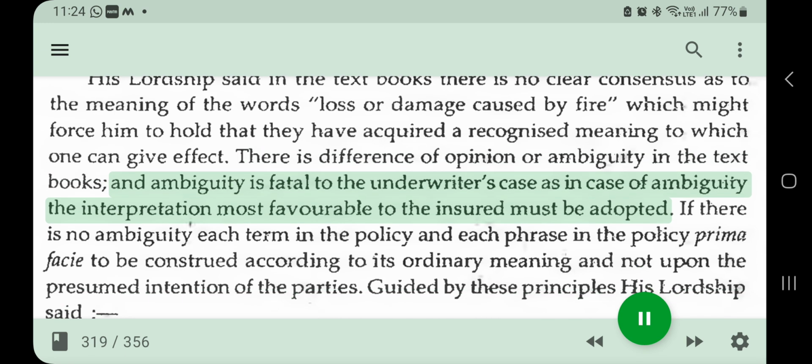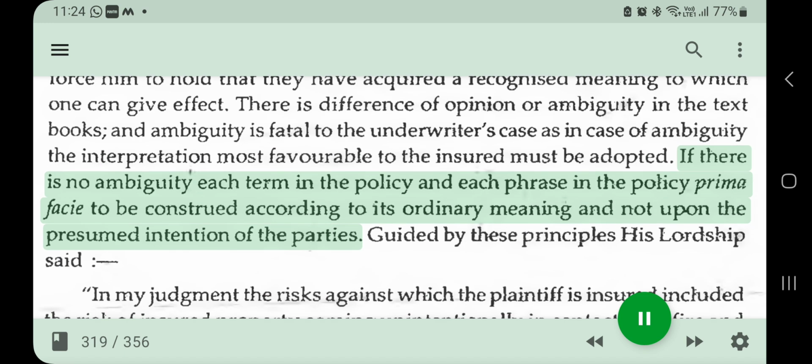There is difference of opinion or ambiguity in the textbooks, and ambiguity is fatal to the underwriter's case, as in case of ambiguity the interpretation most favorable to the insured must be adopted. If there is no ambiguity, each term and each phrase in the policy is prima facie to be construed according to its ordinary meaning and not upon the presumed intention of the parties.